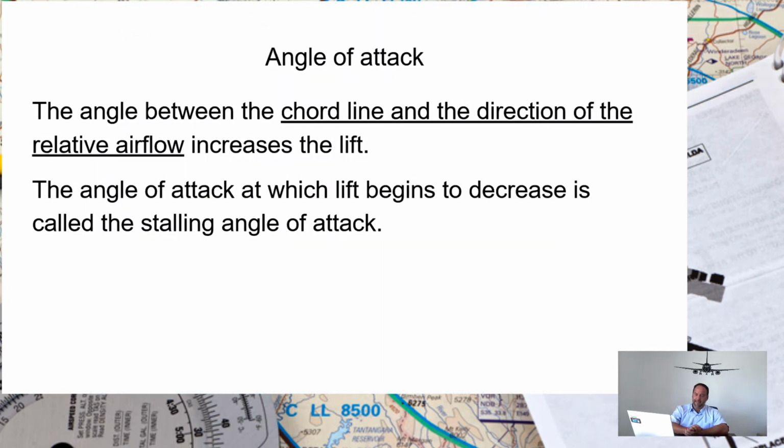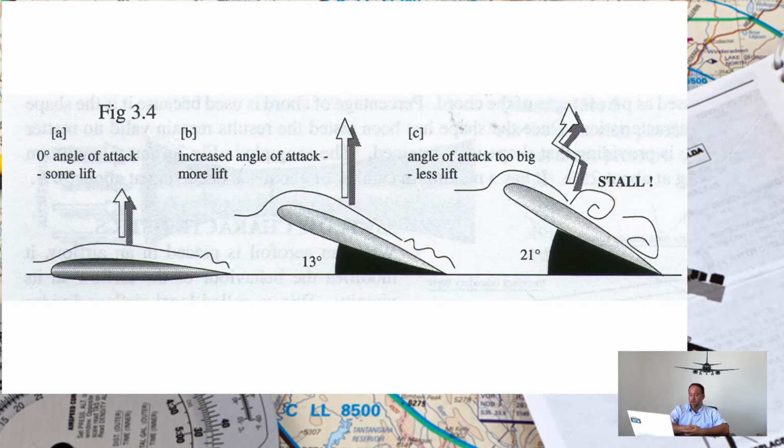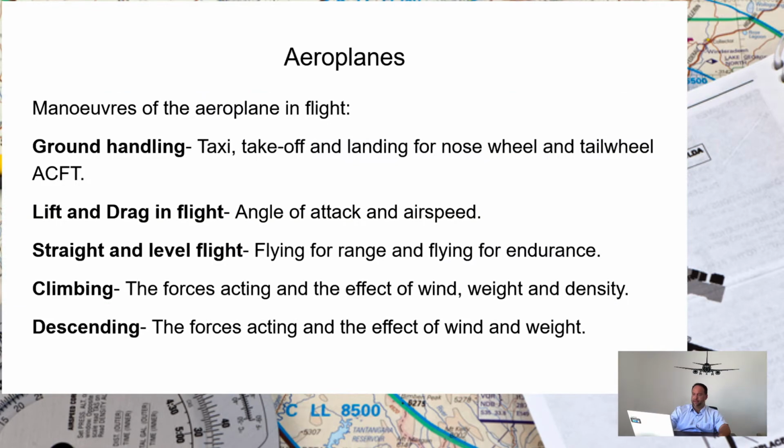Angle of attack. The angle between the chord line and direction of the relative airflow that increases the lift. The angle of attack at which lift begins to decrease is called the stalling angle of attack. Well, here probably we have 0 degrees, have some lift on the camber. We're looking at it on the side view. Increase angle of attack, more lift, angle of attack too big, less lift because you're going to stall it. Just drag.